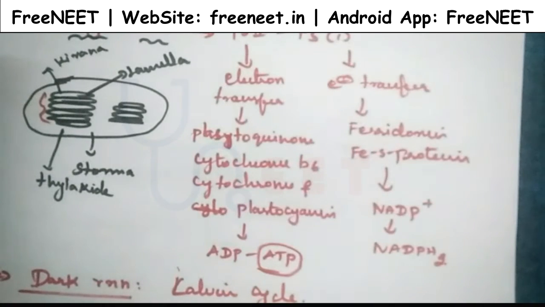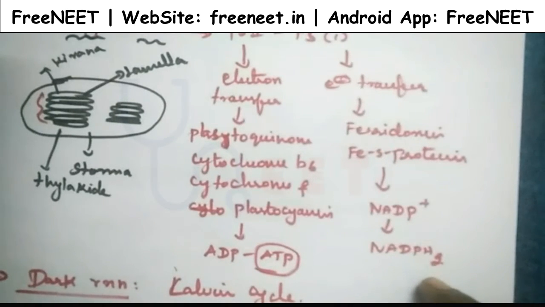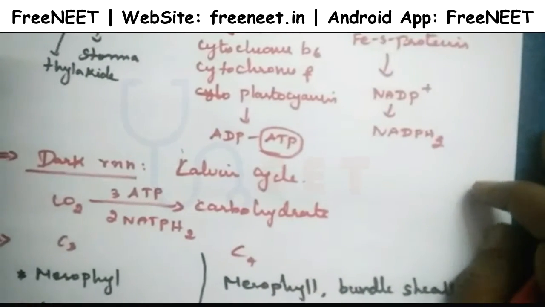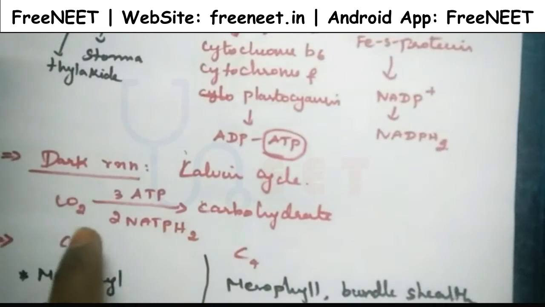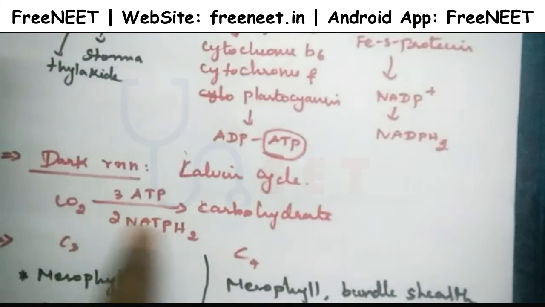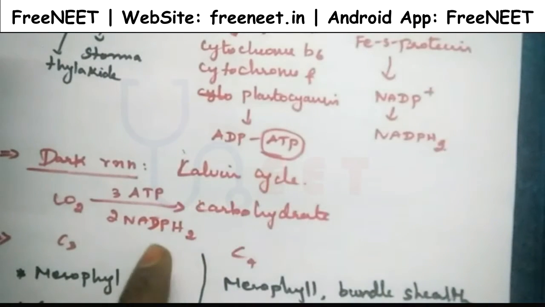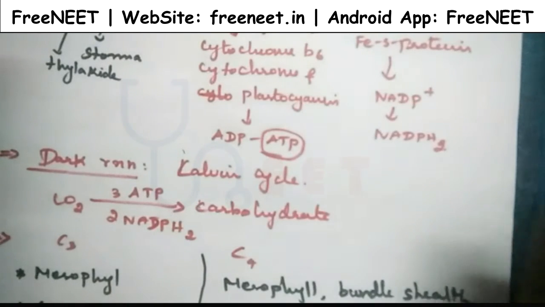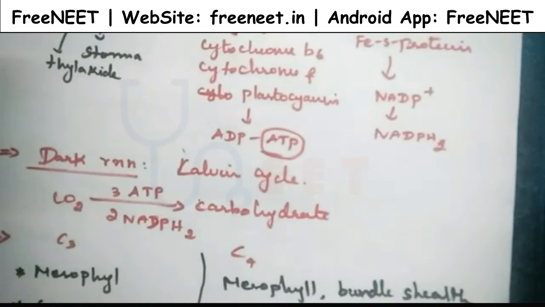This ATP is nothing but adenosine triphosphate. NADPH2 means nicotinamide adenine dinucleotide phosphate. Then the dark reaction is nothing but the Calvin cycle. In the cycle, the carbon dioxide is reduced to get a carbohydrate. That is, by using 3 ATP and 2 NADPH2, this carbon dioxide is converted into carbohydrate. In one carbon dioxide fixation, it takes 3 ATP and 2 NADPH2.